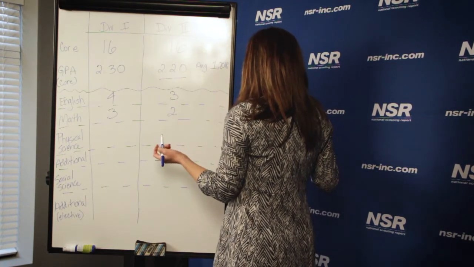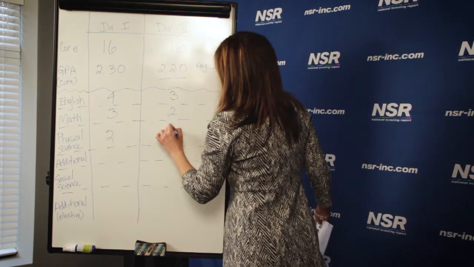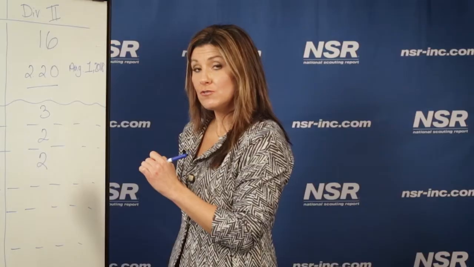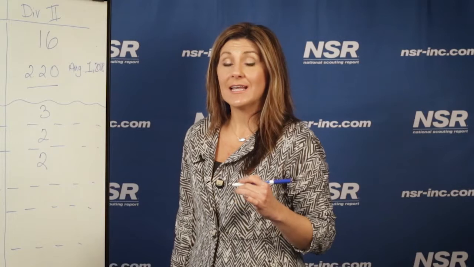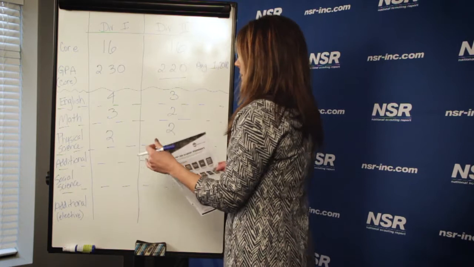Okay, so for a physical science, both of them are the same. For Division I and Division II, you have to have 2 years of a physical science. At least one of those physical science classes has to have a lab included in it. So a biology where you have a lab would count as one, and then maybe a chemistry would count as the second physical science.